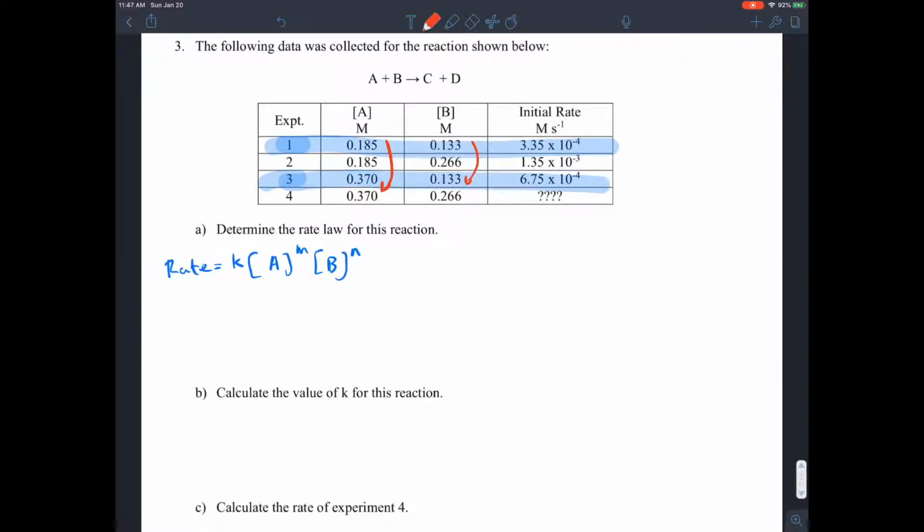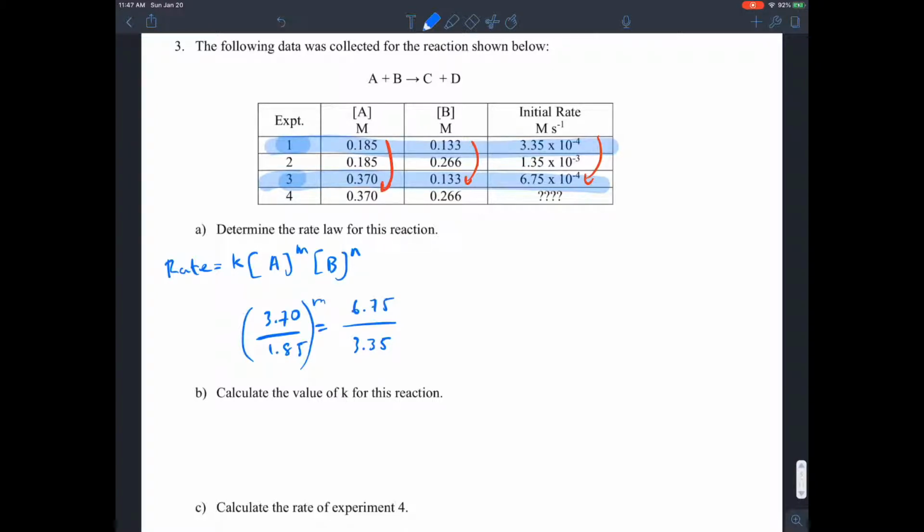So let's get a generalized view, and that's my rate change here. All right, so by what factor did A change? 3.70 over 1.85 to the nth power is equal to 6.75 over 3.35. I'm eliminating the exponents that we see here because if I divide them, they will cancel each other out. That's why I'm doing that.